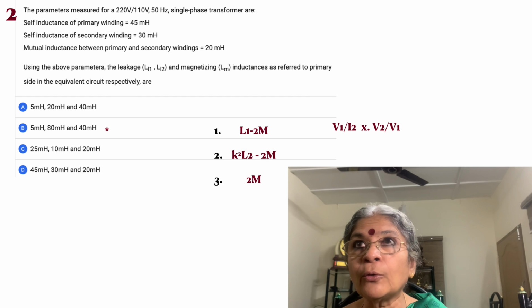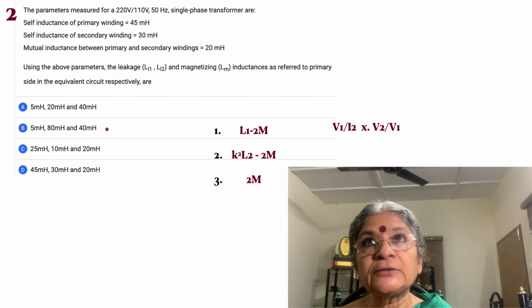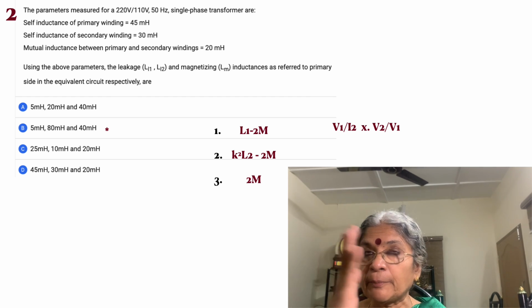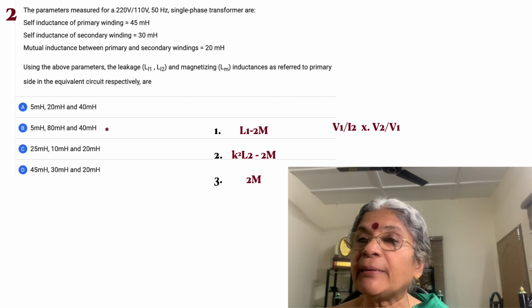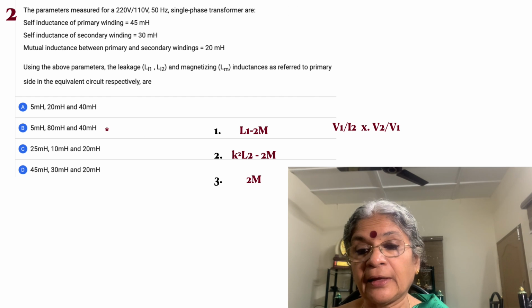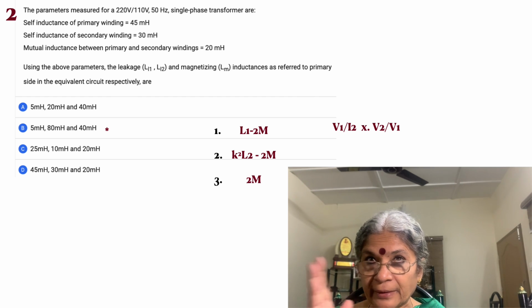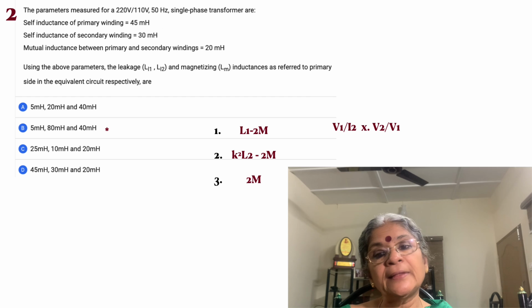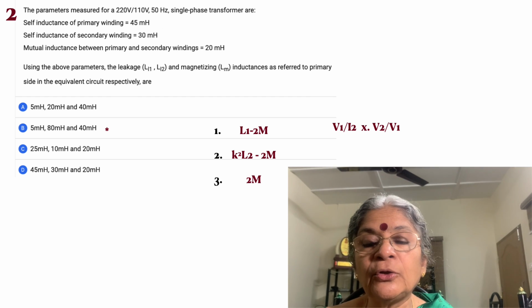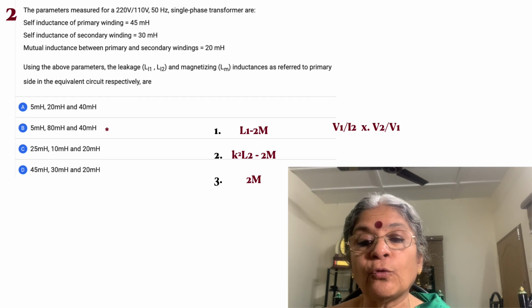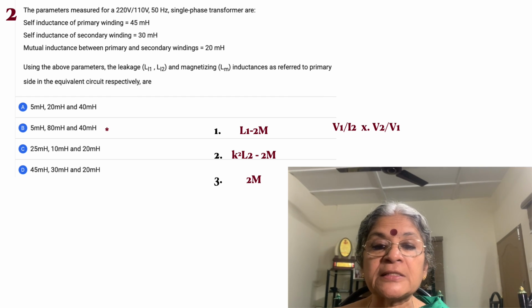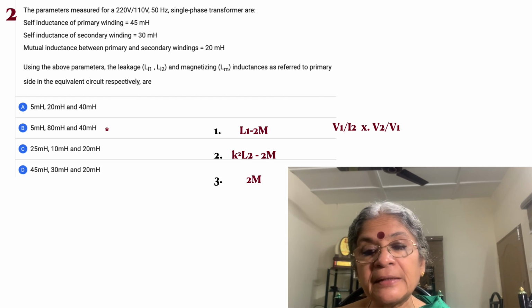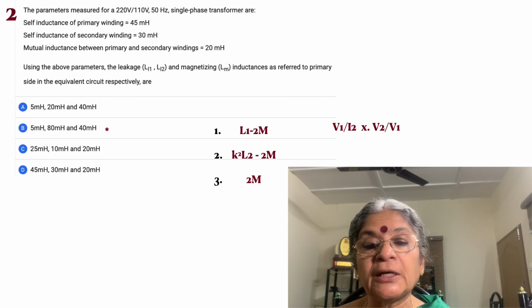Then we move on to how the inductance on the secondary side, L2, can be projected onto the primary side. We use the turns ratio 220 by 110, that's equal to 2, squared. So 2 squared into L2 will bring it to the primary side, then minus 2m. So we have 4 into 30 is 120, 120 minus 2 into 20 gives us 80 millihenry. So obviously the answer B is right.